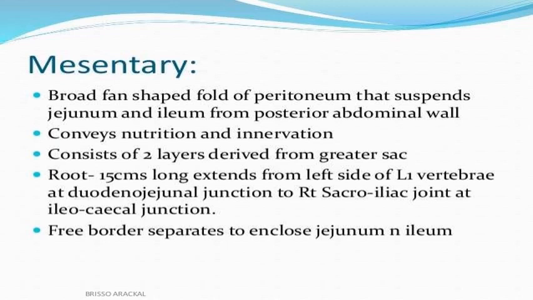Mesentery. الميزنتري بيبقى شكله fan shaped fold of the peritoneum that suspends the jejunum and ileum from the posterior abdominal wall. It consists of two layers derived from the greater sac. Root of the mesentery بيبقى about 15 centimeters long and extends from the left side of L1 vertebra at the DJ junction to the right sacroiliac joint at the ileocecal junction.